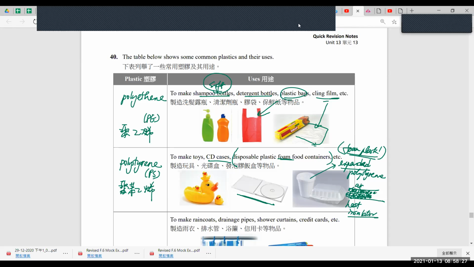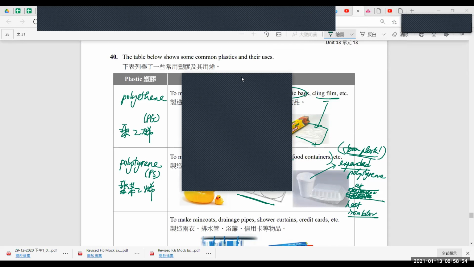Now I will give you one more task. Go home and please finish the remaining. Tell me what those plastics are and give me the names, based on the uses and the properties they have. Please tell me which is which. Can you get the point?